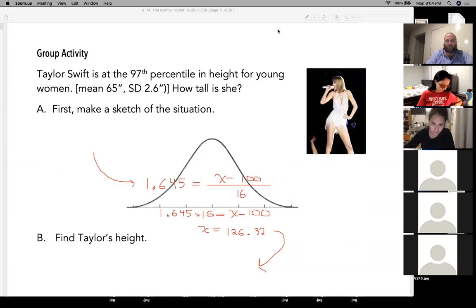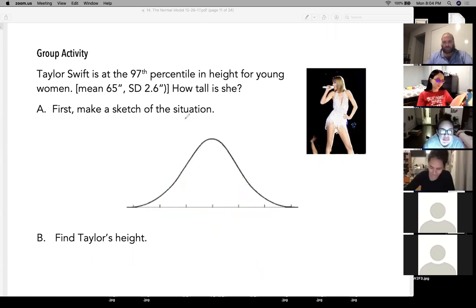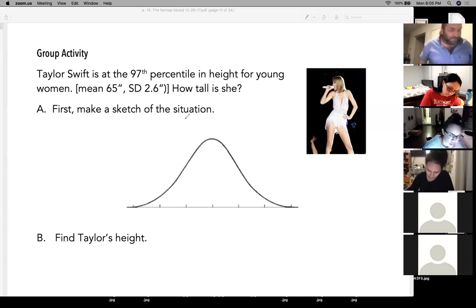Okay, let's do another one. Who's that? That is Taylor Swift. Taylor Swift is at the 97th percentile in height for young women. She is tall. The mean is 65 inches. The standard deviation is 2.6 inches. The question is, how tall is she? How tall is Taylor Swift?